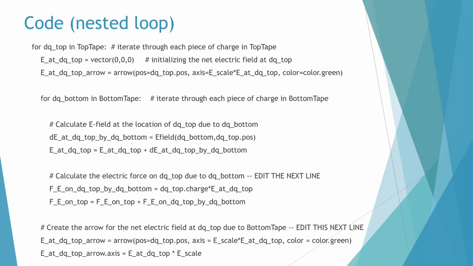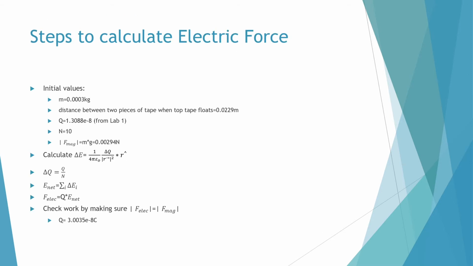So this is also to explain the code and what all of the code is doing. Basically it's calculating each individual electric field due to all the pieces on the bottom and then superposing them and then adding in the arrows, basically doing everything that I just explained in code form.